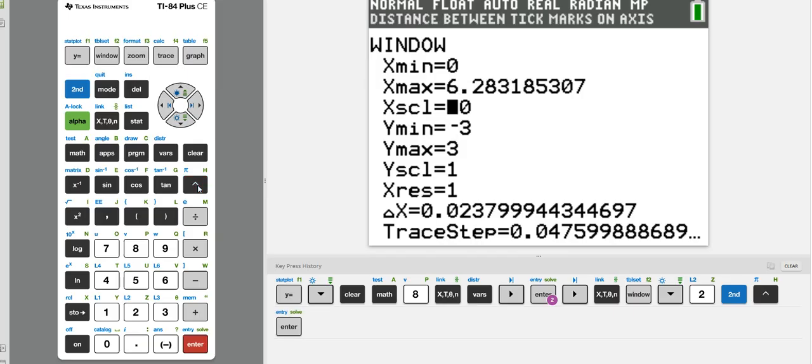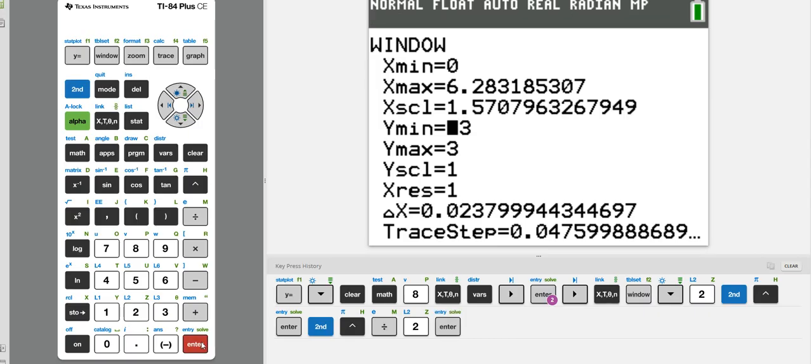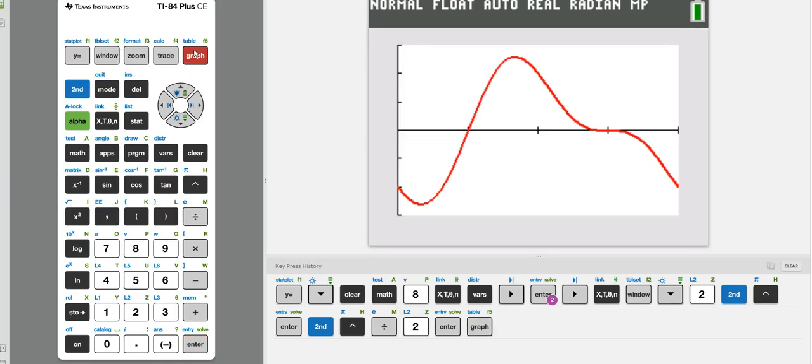No big deal. X scale. Let's give ourselves a scale that would be helpful. I'm going to put tick marks at every pi divided by 2 units. That'll be a little bit more useful than every 1 unit or whatever. -3 to 3. Bam. There's your graph. That's the graph of the first derivative. Nice.